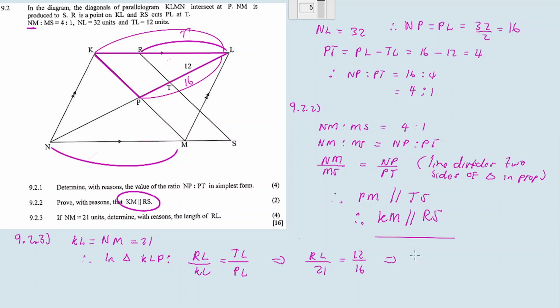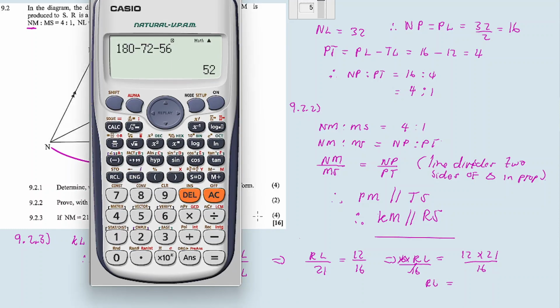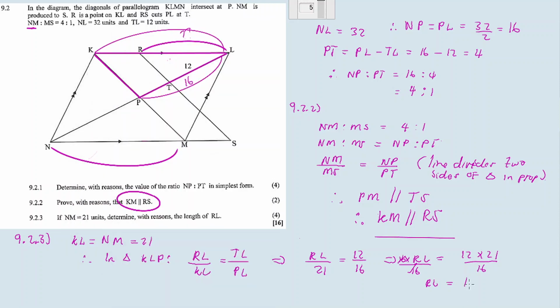Therefore, RL will be equal to, cross multiply: 16 times RL is 16 RL, equal to 12 times 21. Divide both sides by 16 and cancel. RL will be equal to 12 times 21 divided by 16. Answer: 15.75 units.